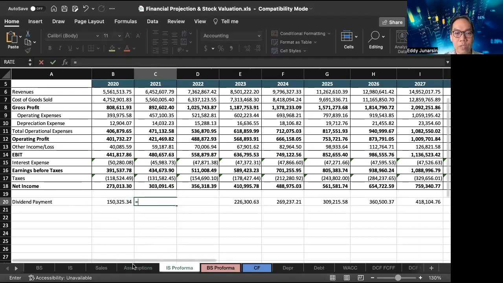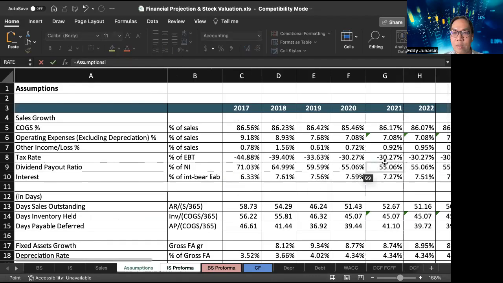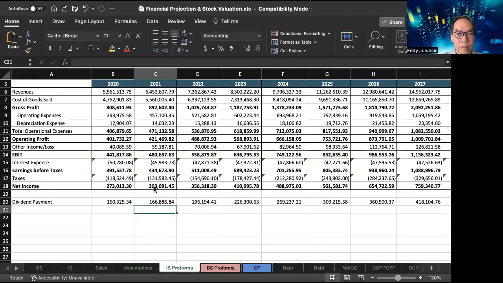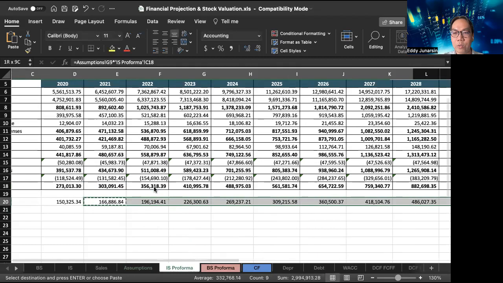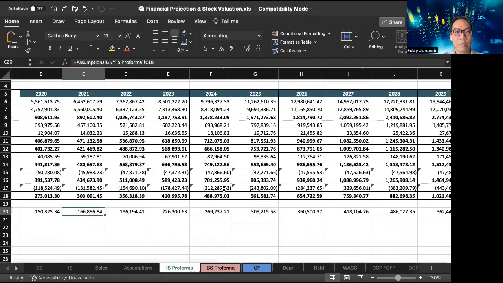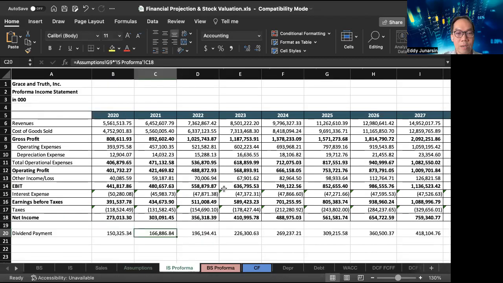So just to make sure, it should be 55.06%, because we maintain the dividend payout ratio from 2020 times the net income, the projected net income in 2021. Okay, just to make sure, just do a copying and pasting. Okay, so yeah, we are done with the pro forma income statement.